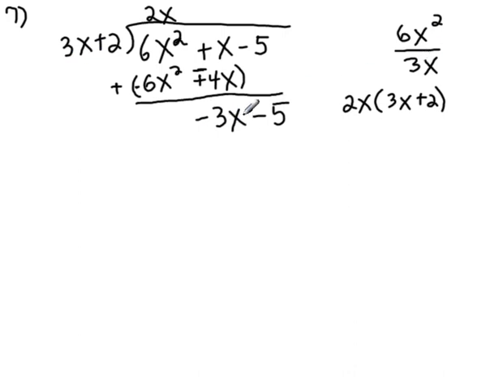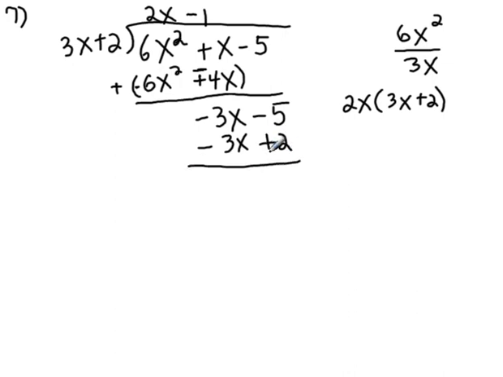Same thing that I did here. Negative 3x divided by 3x is negative 1. Goes in negative 1 times, so I write negative 1 down. And now I take just that negative 1 and distribute it to these two things. Negative 1 times 3x is negative 3x. I write that below here. And negative 1 times positive 2 is negative 2.